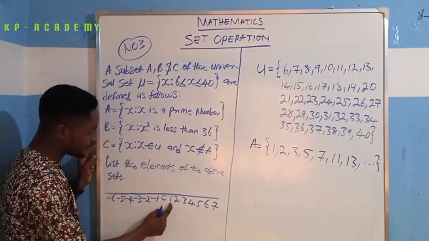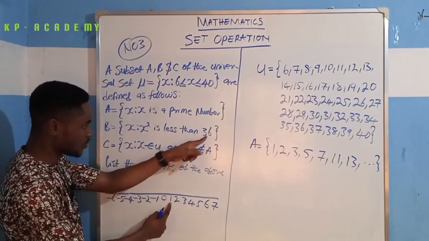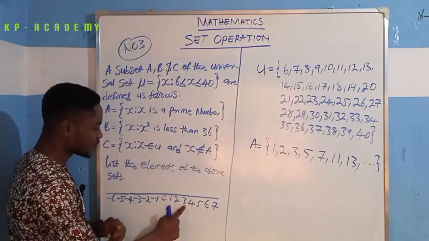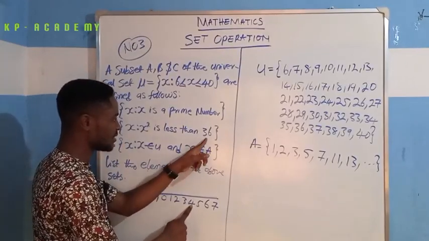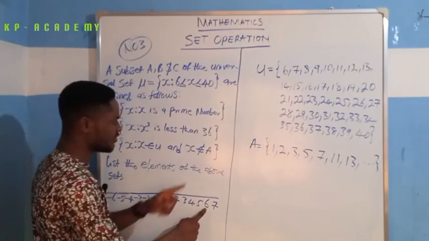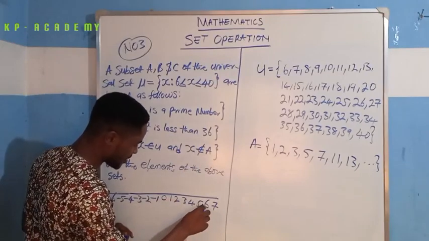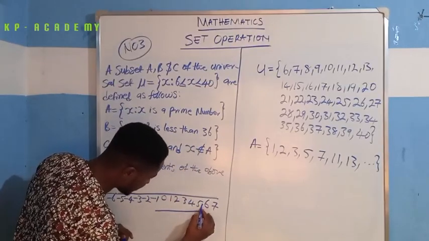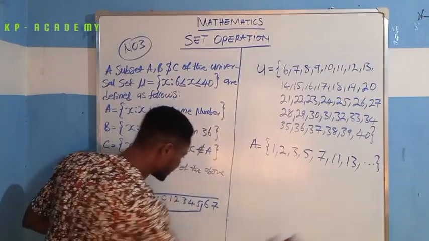So if I take x to be positive 1, if I square it, I will have 1, which is less than 36. So 1 is inclusive. If I take x to be 2, if I square 2, it will still give me a value that is less than 36. Square 3 gives me 9, which is still less than 36. Square 4 gives me 16, still less than 36. Square 5 gives me 25, which is less than 36. Square 6 gives me 36, which is equal to 36. So from here down is included, from 5 down is included, but from 6 upwards towards positive infinity is not included.